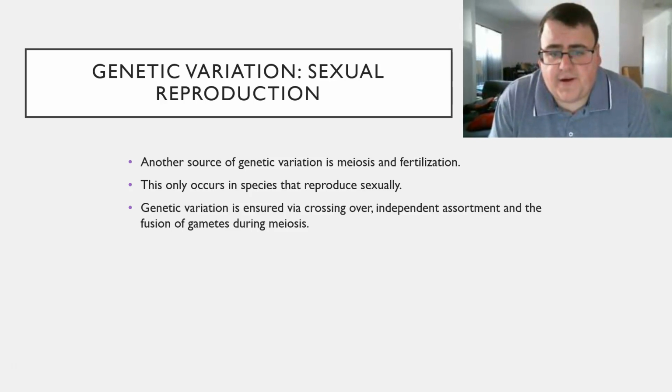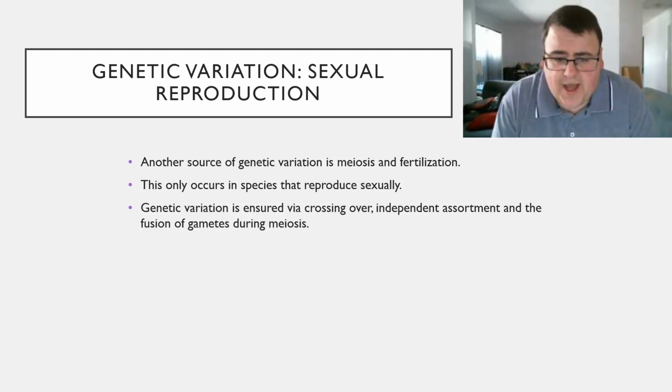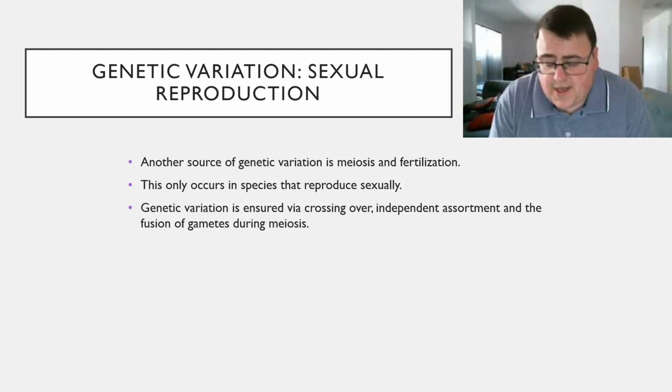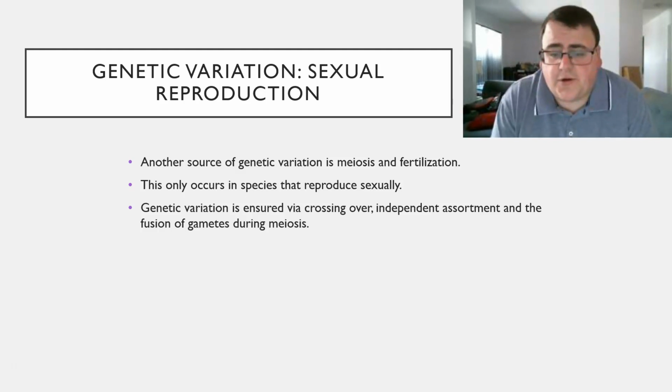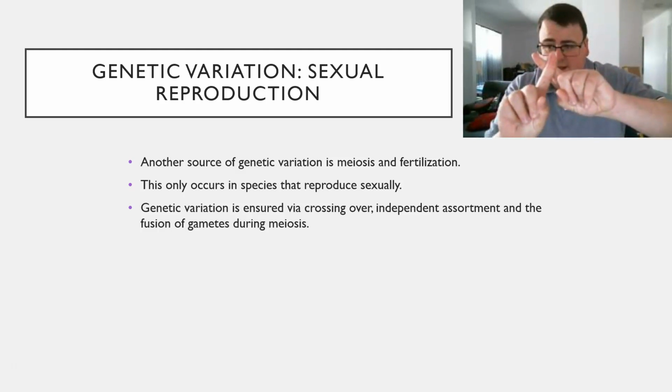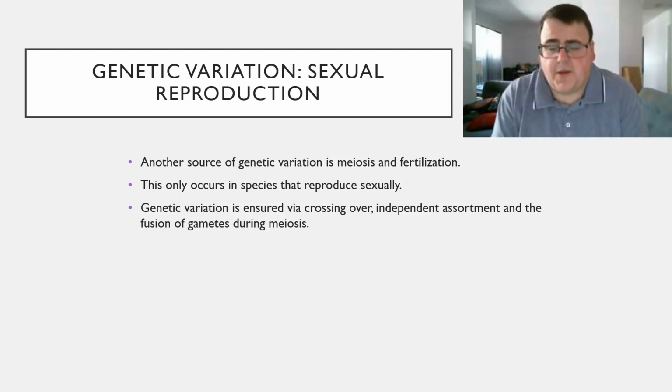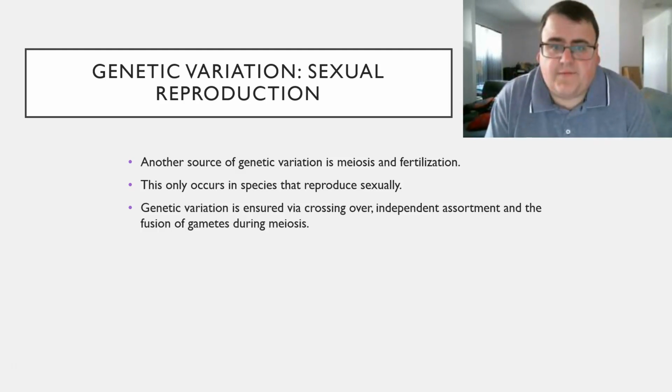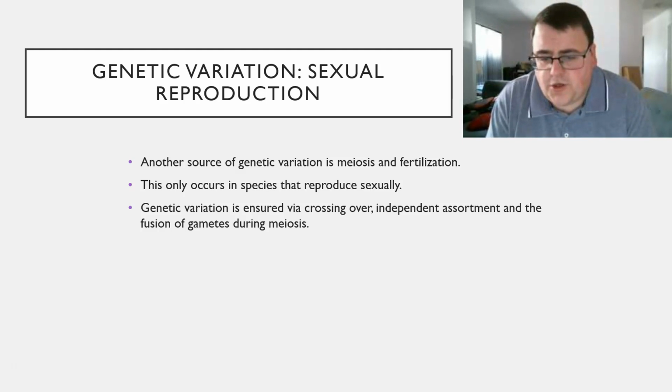We also have genetic variation due to sexual reproduction, and that's all due to fertilization and meiosis. Obviously, that's only going to happen in species that reproduce sexually, and it's ensured based on crossing over, independent assortment, and the fusion of gametes during meiosis. So remembering that crossing over is when you've got your homologous chromosomes lining up in meiosis, and the 2 homologous chromosomes will kind of overlap like that, and then they'll exchange genetic material, making them completely new collections of genes, almost that's never been seen before.